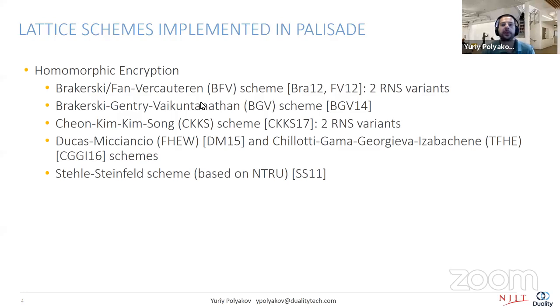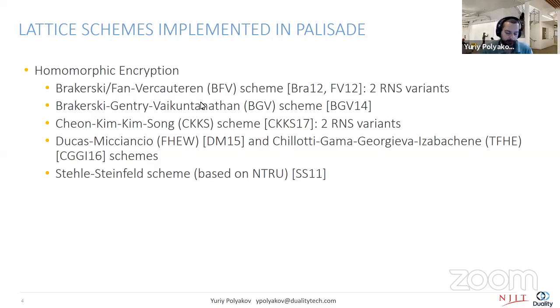As far as the lattice schemes that are implemented in PALISADE, essentially all 5 schemes that we heard about yesterday, which are the most popular schemes, are implemented. This includes the BFV. We have 2 RNS variants. This includes BGV, also in RNS, and 2 RNS variants of CKKS. And in this talk, we'll actually talk in detail about one of the RNS variants for CKKS. And then also we have the FHEW and TFHE schemes. That's an alternative. They can be called the Ducas-Micciancio and Chillotti-Gama-Georgieva-Izabachene schemes that we'll also discuss in this talk.